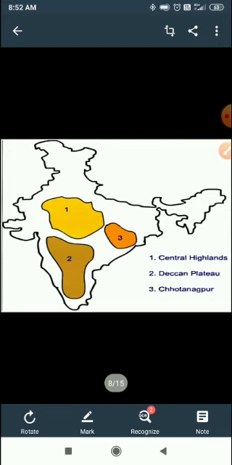As you know, the entire plateau region of India has been divided into three parts, namely Central Highlands, Deccan Plateau and Chota Nagpur Plateau, which is represented on the map by different colors, as well as symbolized by serial numbers. The number 1 is the Central Highlands, the number 2 is the Deccan Plateau, and the number 3 is the Chota Nagpur Plateau. I hope you have understood. Moving to the next point.